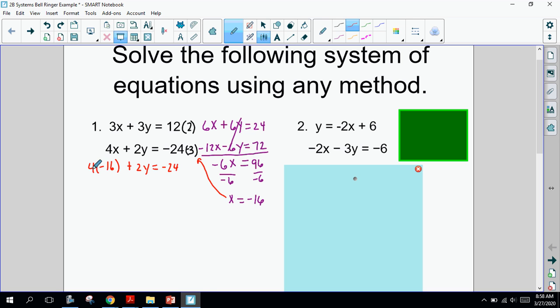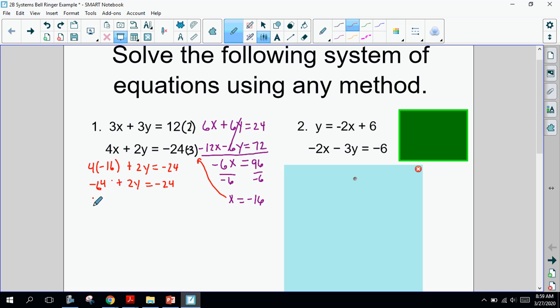I'll simplify here. 4 times negative 16 is a negative 48. Ooh, actually a negative 64. Only multiplied by 3 there. So negative 64 plus 2y is equal to a negative 24.